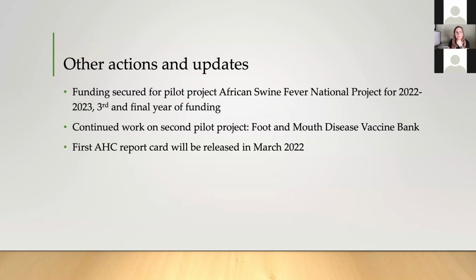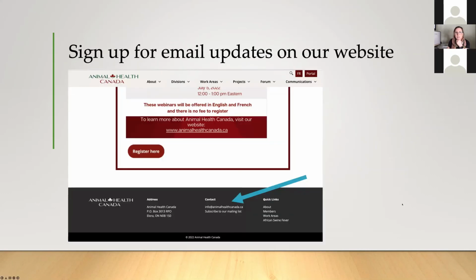Other actions and updates: we've secured funding for the African swine fever project for 2022 to 2023, and we're continuing to work on the foot and mouth disease vaccine bank, and our first report card will be released later in March. So I would love for everyone who's on this call to take one small action and go to our website, animalhealthcanada.ca, and make sure that you're signed up for our mailing list so that we can stay in touch, and so that you have as much information as you would like to receive. And I'd be happy to take any questions.